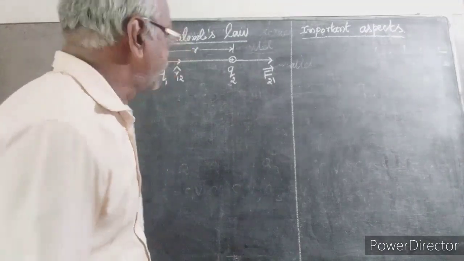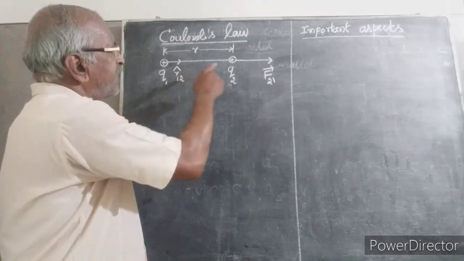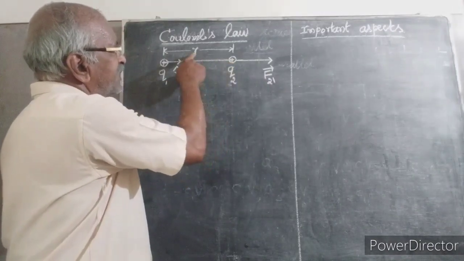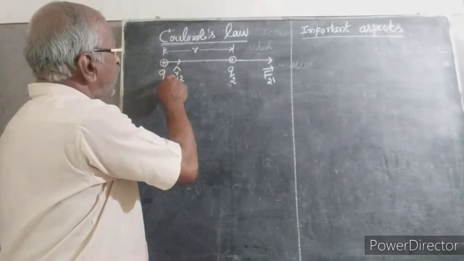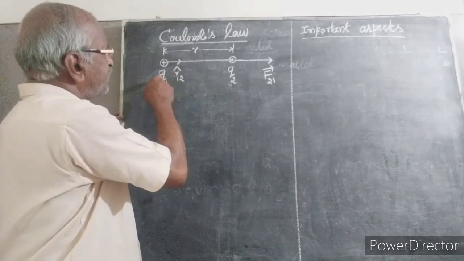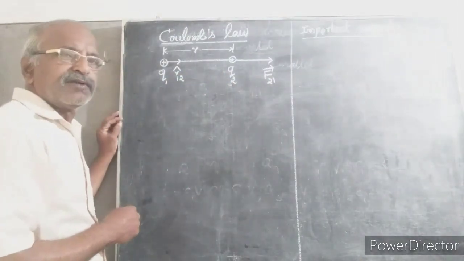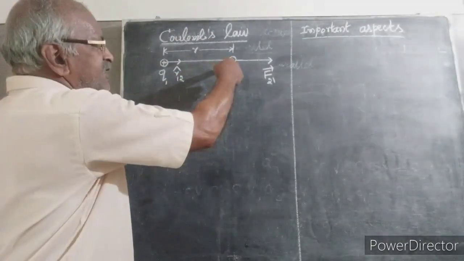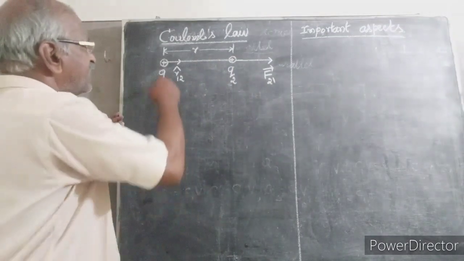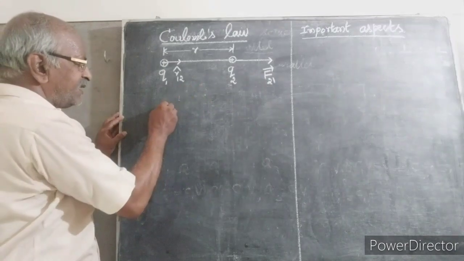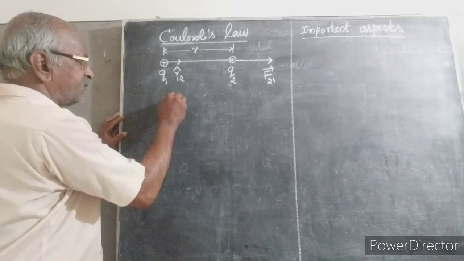Let us consider a point charge Q1 and a point charge Q2 separated by a small distance R. R12 is the unit vector from Q1 to Q2. Now the force on the second charge Q2 by the first charge Q1 is represented by this symbol, F21 vector.